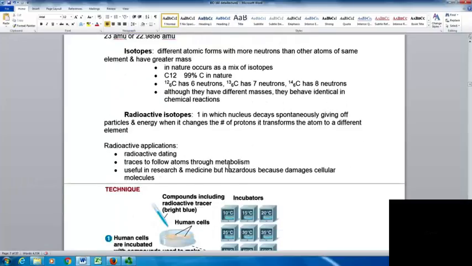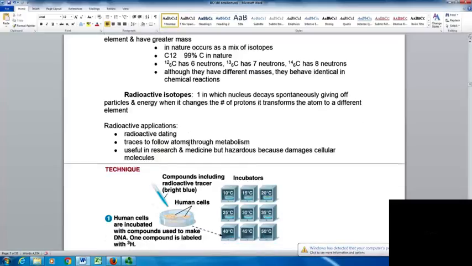Radioactive isotopes are ones in which the nucleus decays spontaneously, and it gives off particles and energy when it changes the number of protons as it transforms the atom to a different element. This energy given off is what makes them radioactive. While radioactivity can be harmful, it can also have some useful properties.